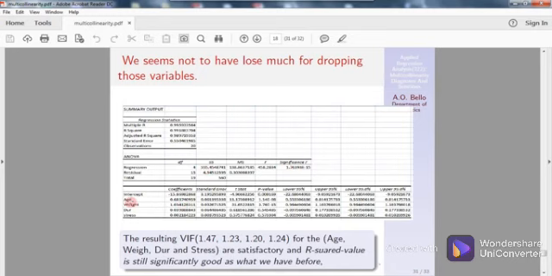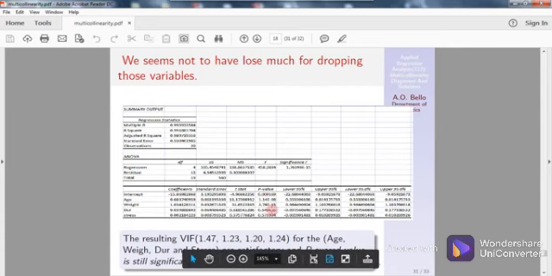Let's look at the individual independent variables after we have removed the ones that are redundant and were causing multicollinearity. We have our age still significant, weight significant, duration though not significant, but they are having a very good contribution to the model. So what do we have here?